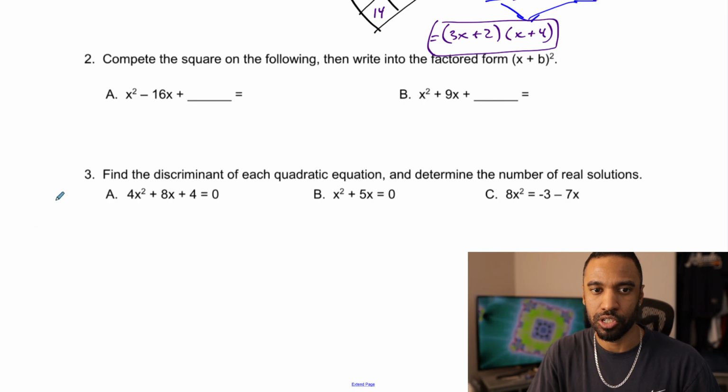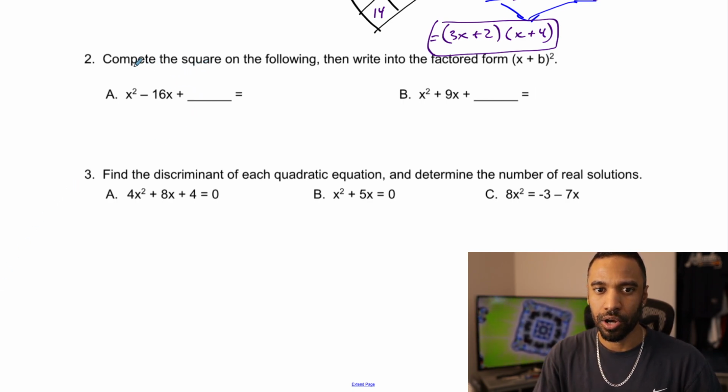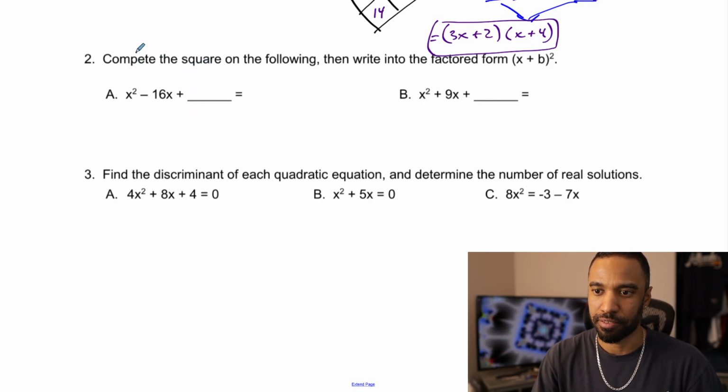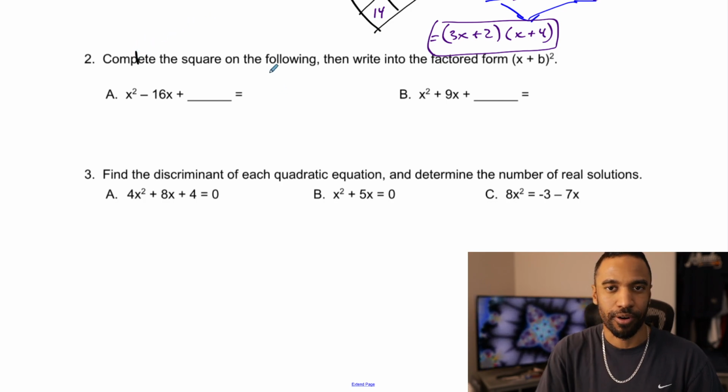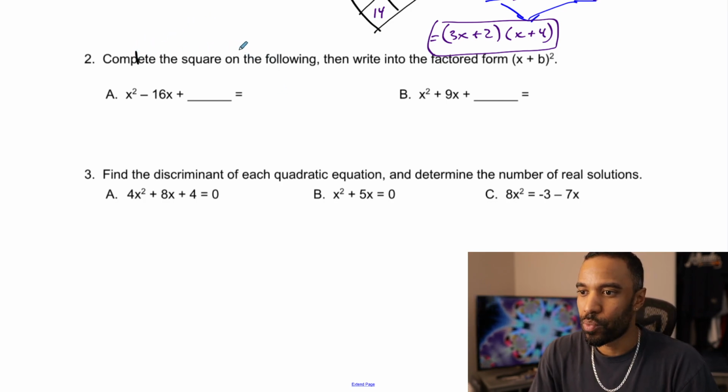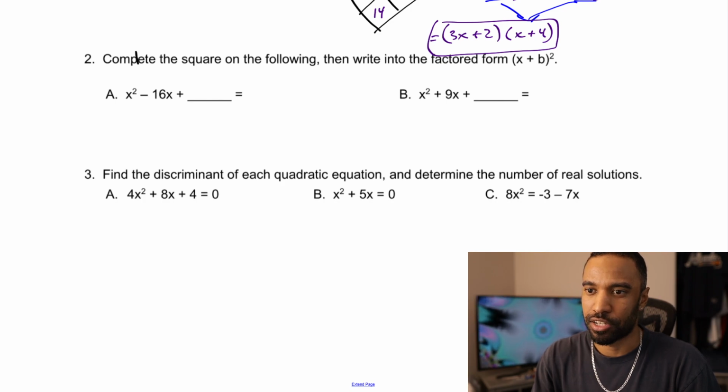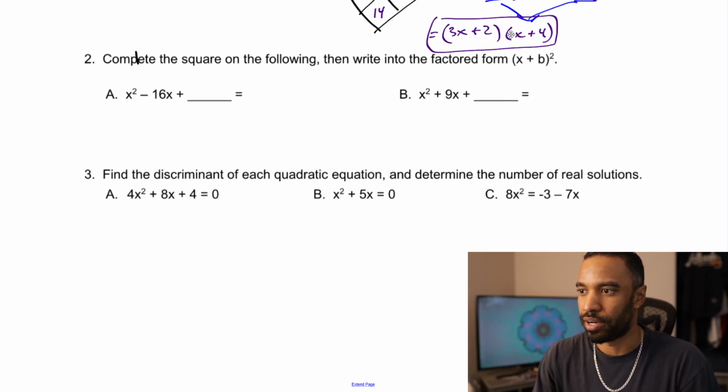Now let's look at number 2. Complete the square. Oh, it says compete. That should say complete. That's my fault. I'll try and fix that before I attach the PDF. Complete the square on the following, then write it in the factored form x plus b quantity squared.